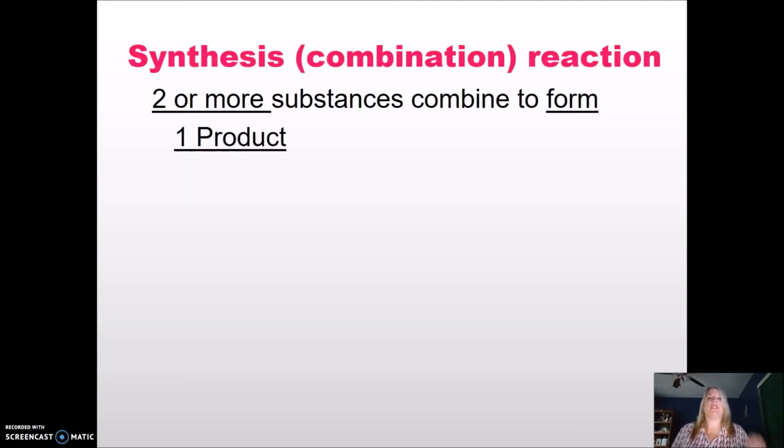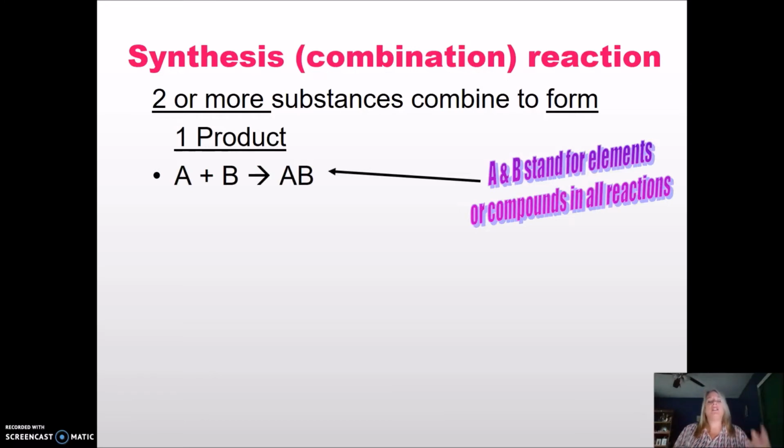So synthesis reactions, like I said, 2 things combine to form 1 thing. So make sure you write that down. They're also called combination reactions because we're combining stuff. So write down this generic reaction: A plus B yields or produces, right? The arrow means yields or produces AB. So A and B stand for elements or maybe compounds, but we have 2 things that make 1 thing.